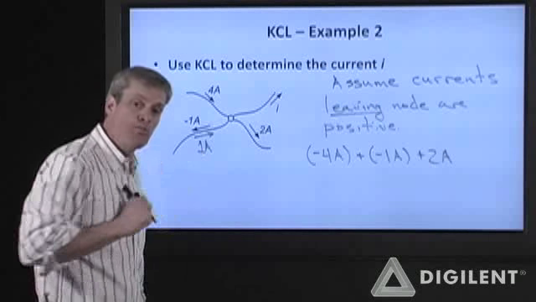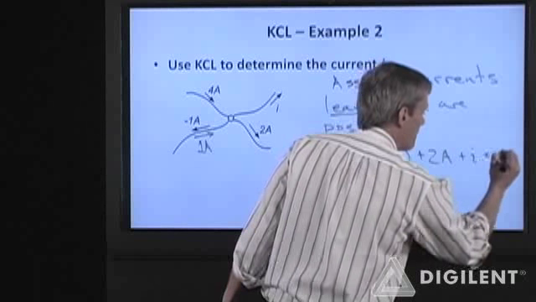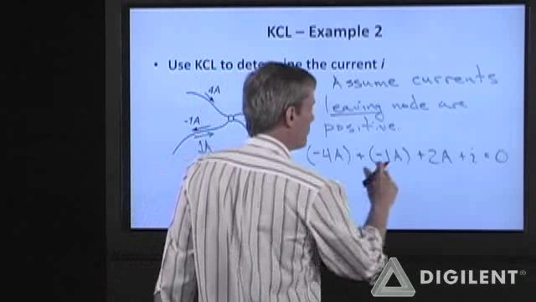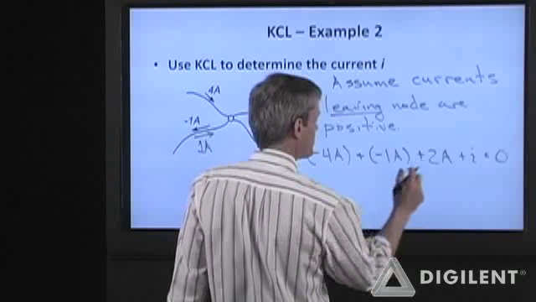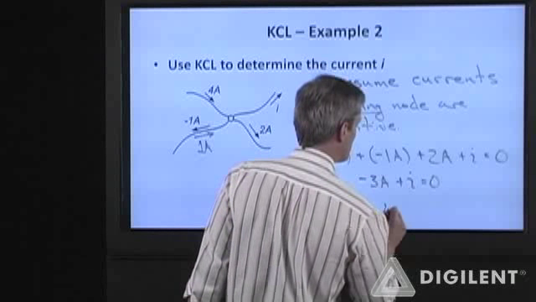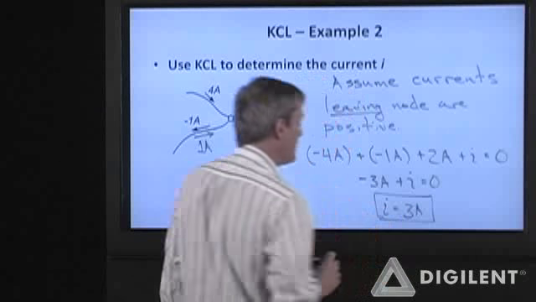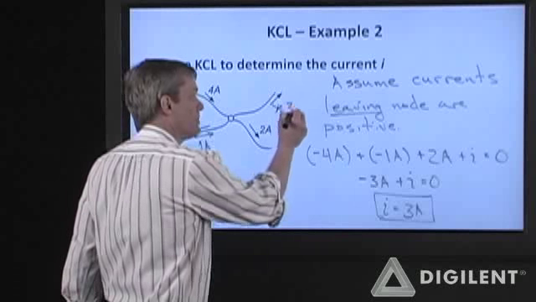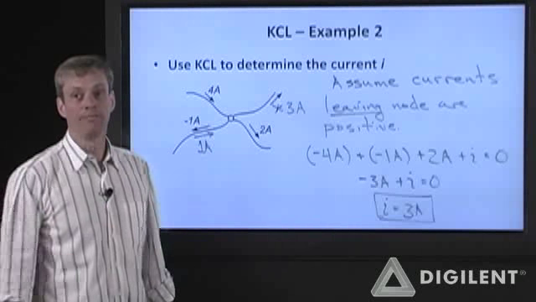I is assumed to be leaving the node, so it is an additive element. So minus 4 minus 1 is minus 5, plus 2 is minus 3 amps, plus I is equal to 0, so I is equal to 3 amps, and it is actually 3 amps leaving the node, so I don't have to adjust the direction on that particular current.